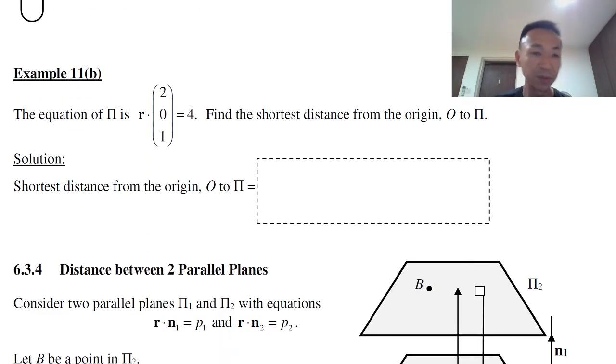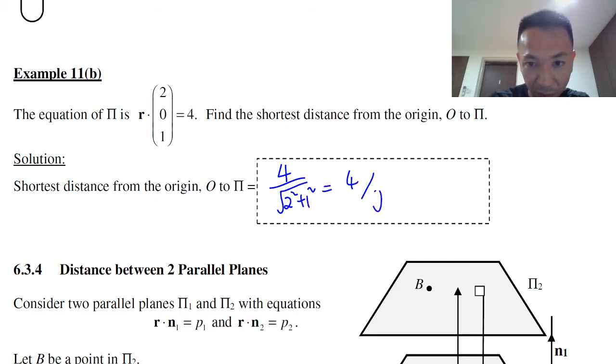So now is an example. I think I used this example earlier. So it will just be 4 over root 2 squared plus 1 squared, equals 4 over root 5. Done.